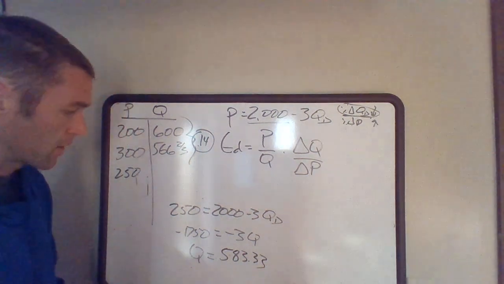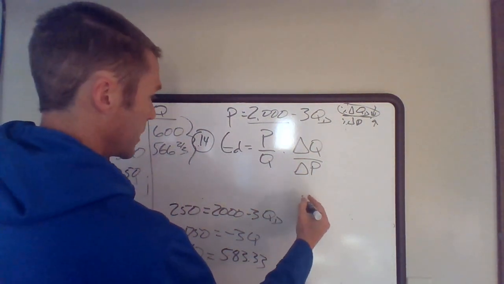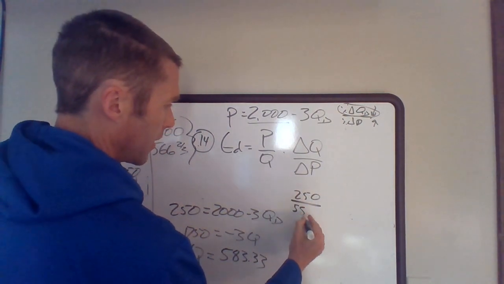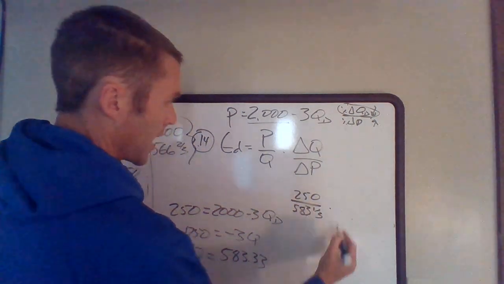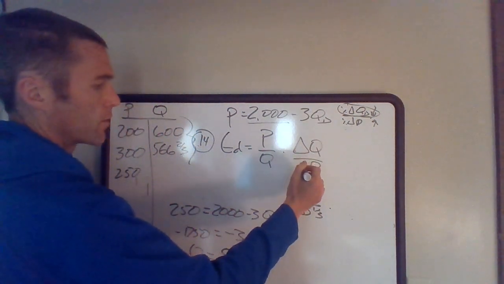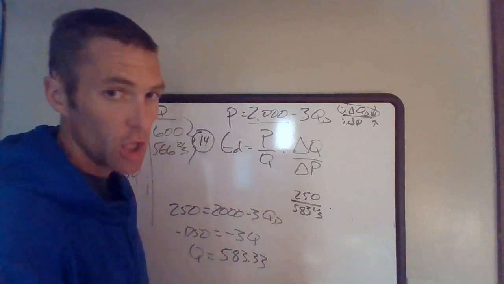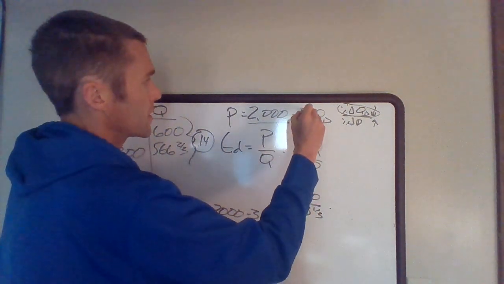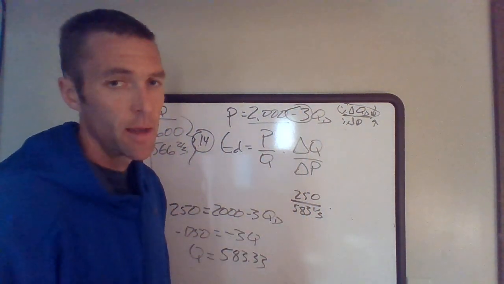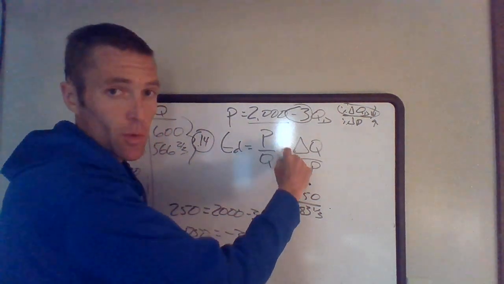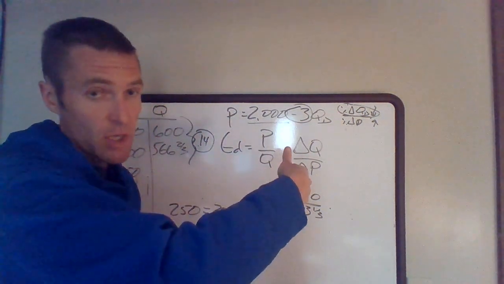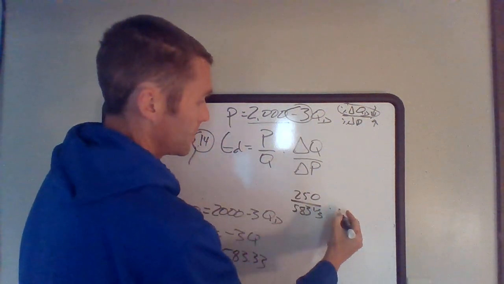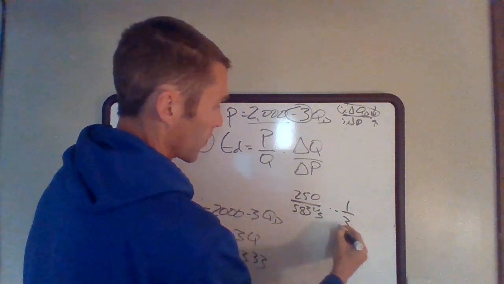583.33 or 583 1/3. So when my price is $250, just plug into this formula, divided by 583 1/3 times change in Q over change in P. That's slope, but be careful. We know what slope is. Slope of this demand curve is negative 3, but negative 3 is not change in Q over change in P. It's change in P over change in Q. So we have to use the reciprocal of that, or times negative 1 over 3.